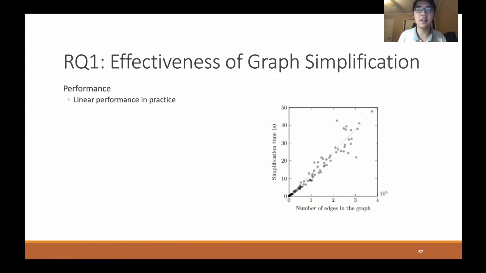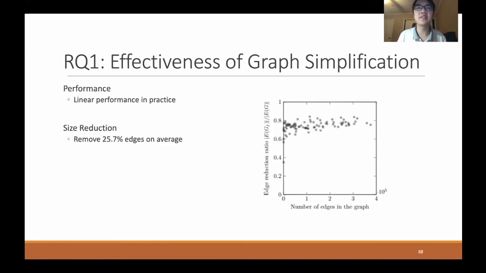In this figure, the x-axis is the size of the graphs with respect to the edge number. The graph size ranges from within 100 edges to more than 100,000 edges. The y-axis is the simplification time in seconds. We observe a linear time performance for the simplification. The result indicates that the graph simplification algorithm scales well for large graphs.